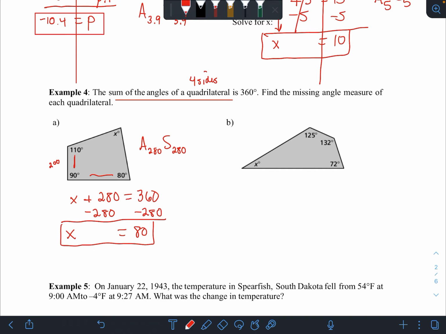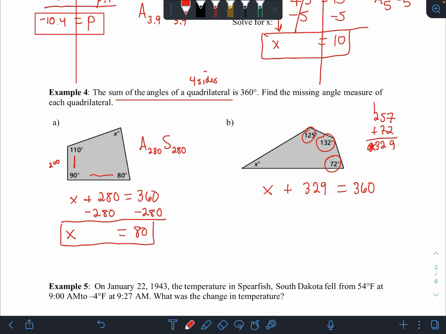Okay. Same thing with letter B. Let's go ahead and add these together. So 125 added to 132 is 257. We're going to add 72, and we have 329 degrees. So x plus 329 is going to equal 360 degrees.